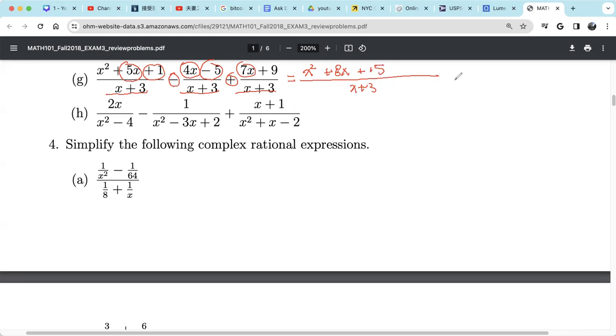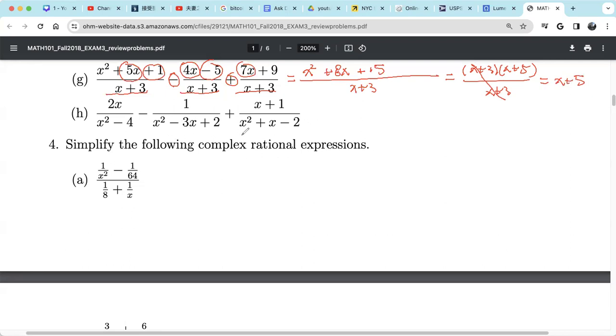Now, can we factor the numerator? Yes. 2 factors of 15 that add up to 8. Well, that's x plus 3 and x plus 5, divided by x plus 3. Well, x plus 3 divided by x plus 3 becomes 1. So I'm left with x plus 5.